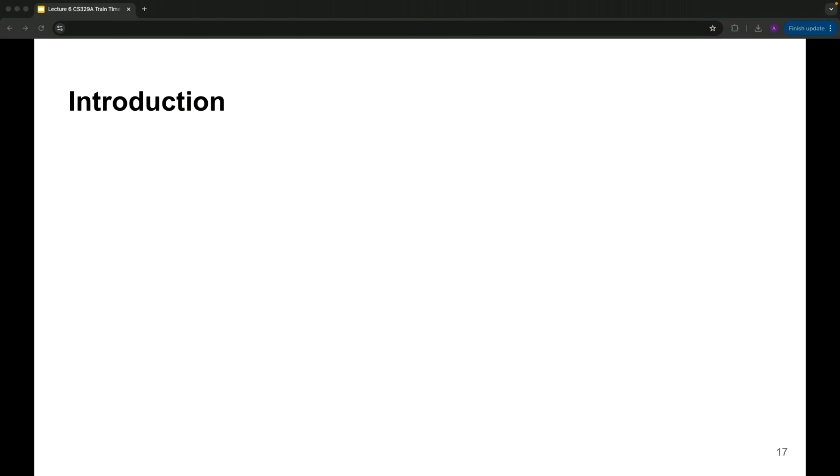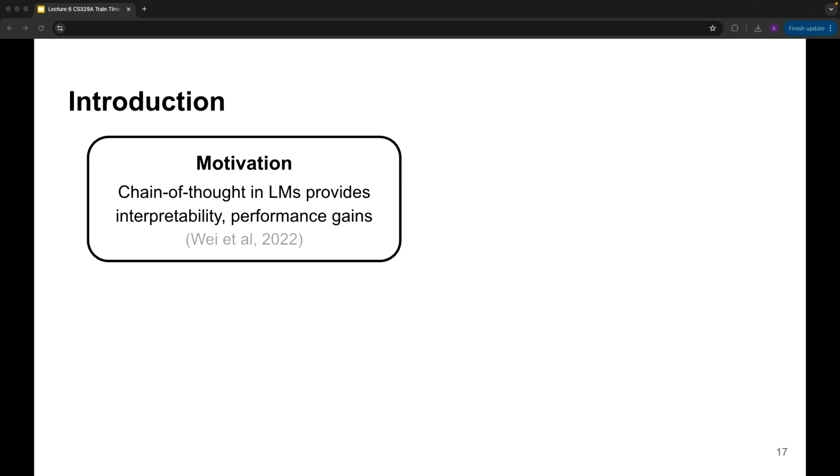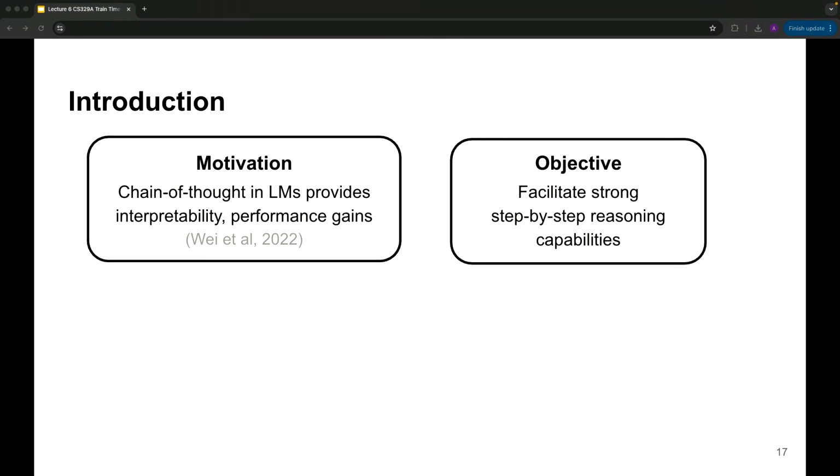So let's take a look at how we can do that. We already covered this earlier, and we showed this in the first lecture. Chain of thought in large language models provides interpretability, and if you ask the model to show its work step by step, it boosts mathematical reasoning, and we saw several benchmarks, common sense reasoning, and so on. So we want to get the model to have strong step-by-step reasoning capabilities along solving any problem.